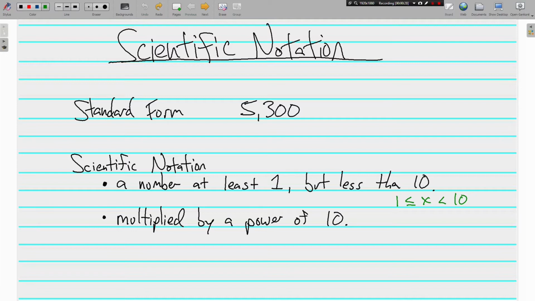All right, first let's talk about standard form. Standard form is, well, an example is 5,300. That's how you're used to seeing numbers. Most numbers are already written in standard form.